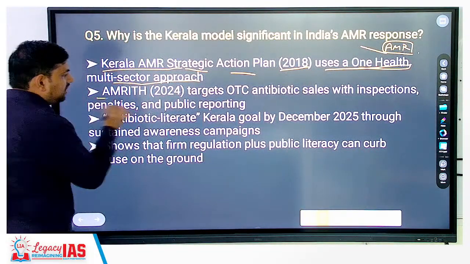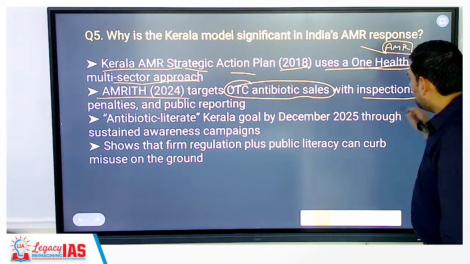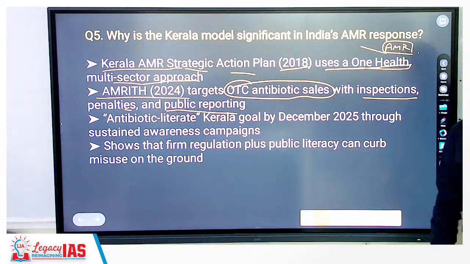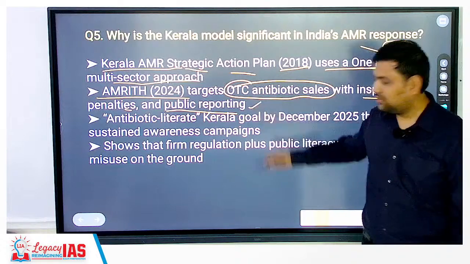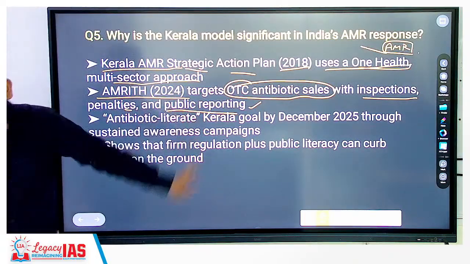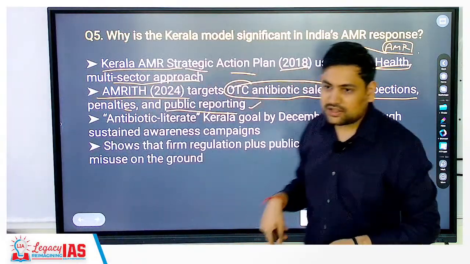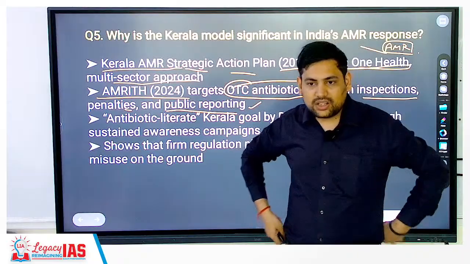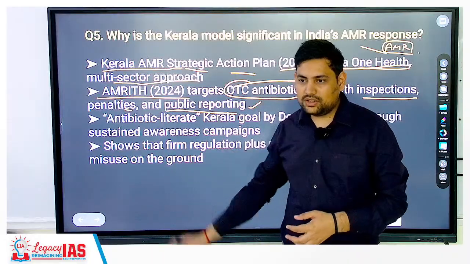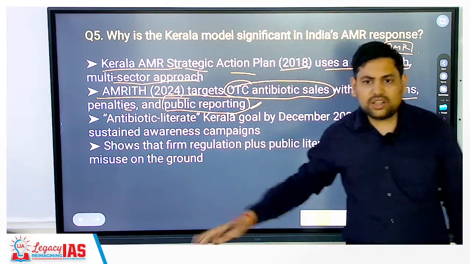Now, they came up with something called Amrit, which targets OTC antibiotic sales. They have introduced inspections and penalties for OTC antibiotic sales, and they allow public reporting. Now public reporting is something you can use in governance. This is actually an underutilized phenomenon in India, because people in India have a big habit that they complain about somebody else. The issue the government faces is that once it allows public reporting on anything, they are flooded with messages and photos and this and that. But if this can be collated well, then it can be a good measure in almost all government schemes.